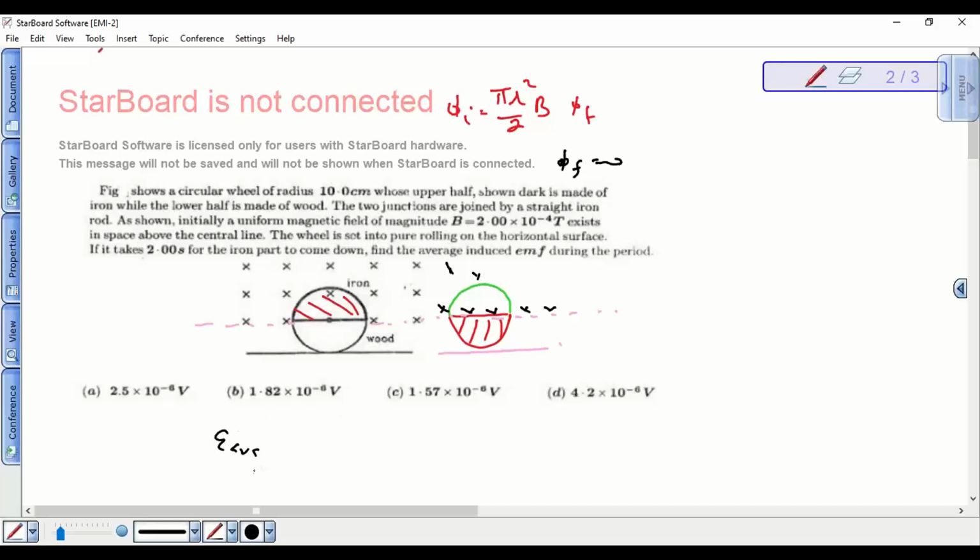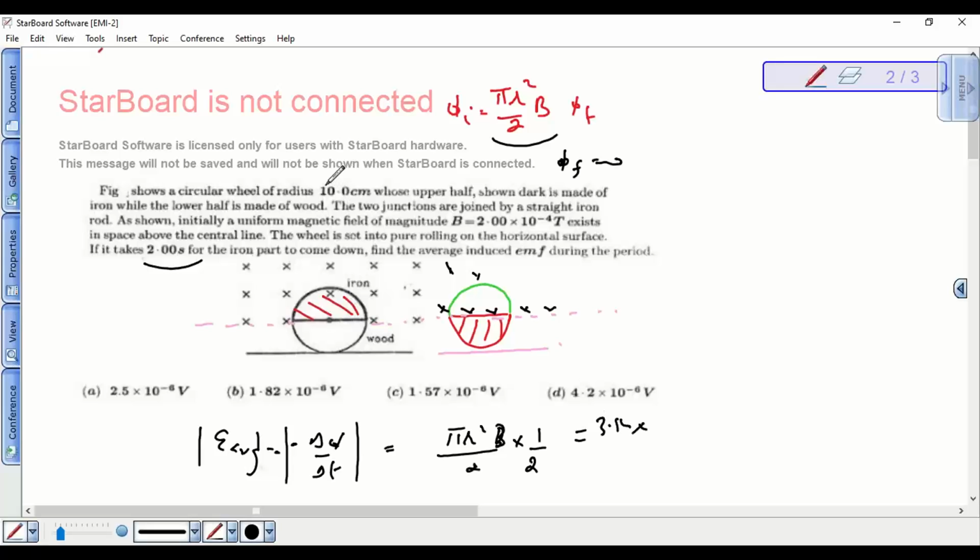So average EMF is simply the change in flux upon the time interval over which that change occurs. So the change in flux, in magnitude, will be simply pi r square B upon 2, and divide by the time during which this change is taking place. It's given to us that it takes 2 seconds for this to happen. So now pi is 3.14, radius is 10 to the power minus 1 in meters, and you have to square it, so 10 to the power minus 2, 1 upon 4.